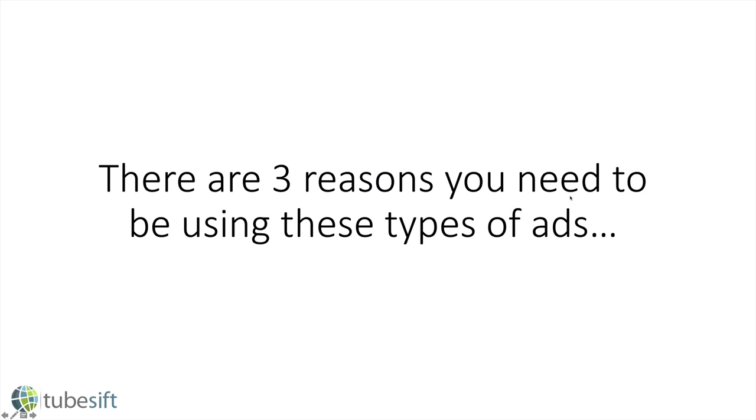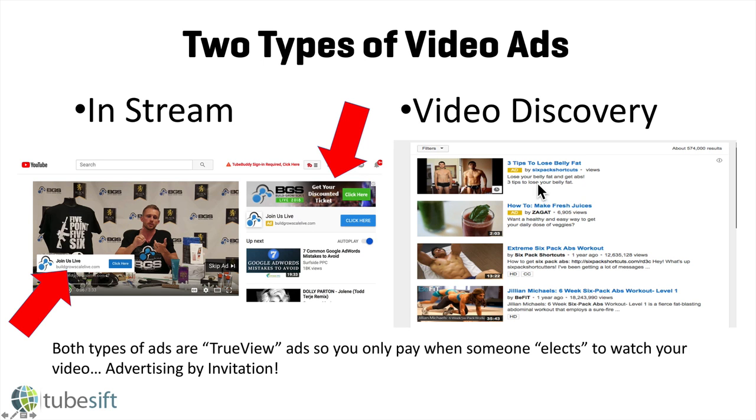Then we've got the video discovery ad, and you can see right here, this takes advantage of the fact that YouTube's the second largest search engine on the web behind Google. So somebody types in a keyword like how to lose weight fast or something, and boom, 3 tips to lose belly fat pops up, and you can then click on this ad and watch it. And the advertiser is charged when the viewer clicks on it, because if they don't click on it, it's not a view and you're not going to be charged. But if somebody clicks on it, then they have elected to watch it, and that's kind of why they charge you there. So both of these are TrueView ads.